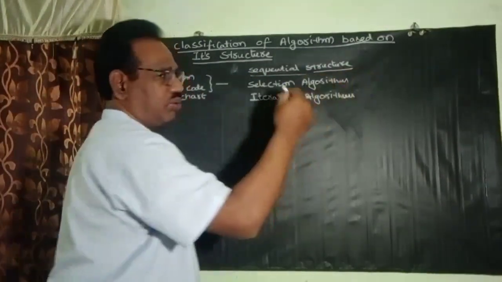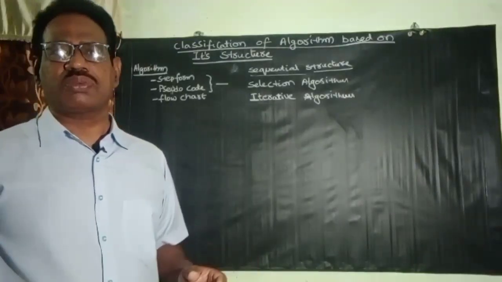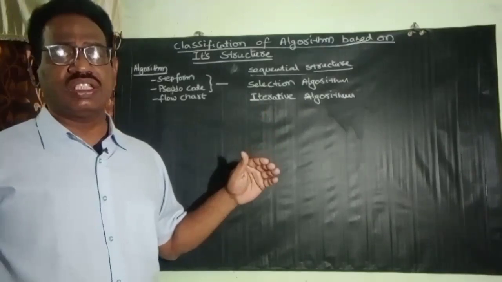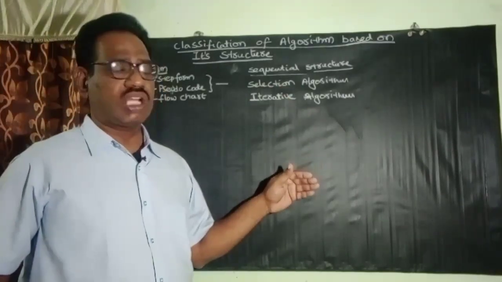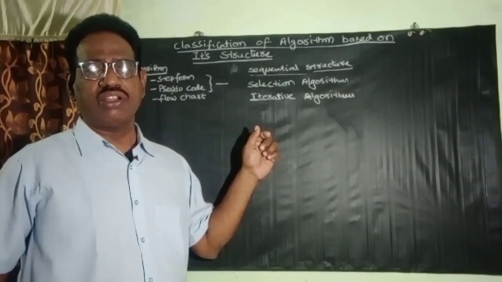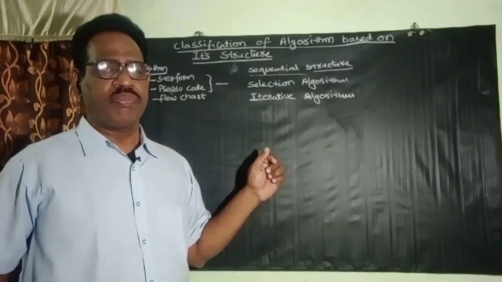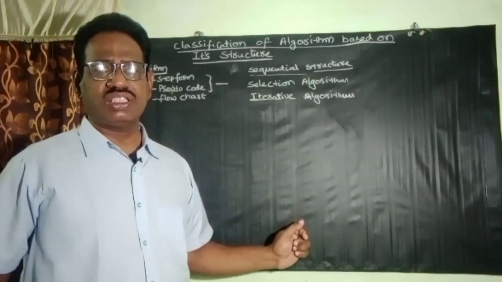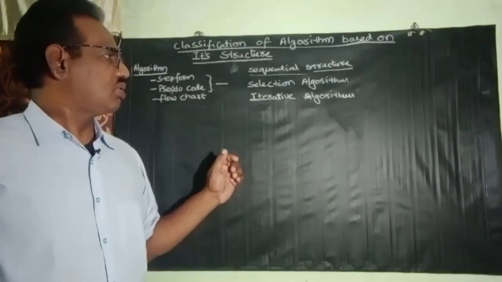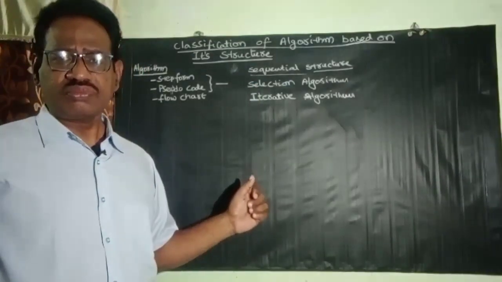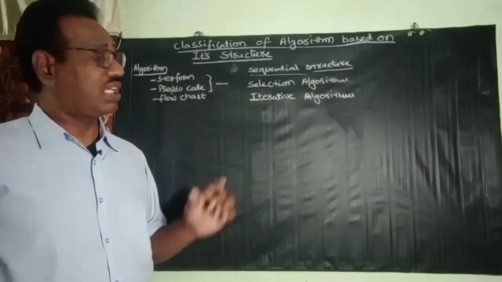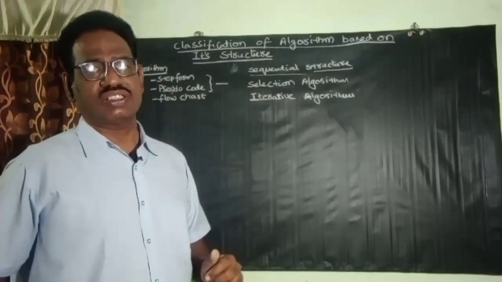In this structure, we describe the program in a step-by-step manner, and in the execution, solving the problem, we start from the first statement and go step by step and reach the last statement without leaving any statement. All the statements are executed without jumping from one statement to another. That type of algorithm is called a sequential structure.